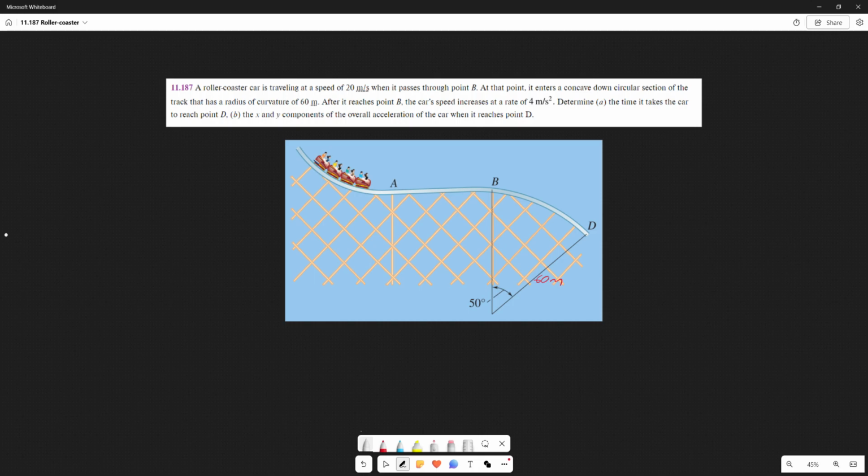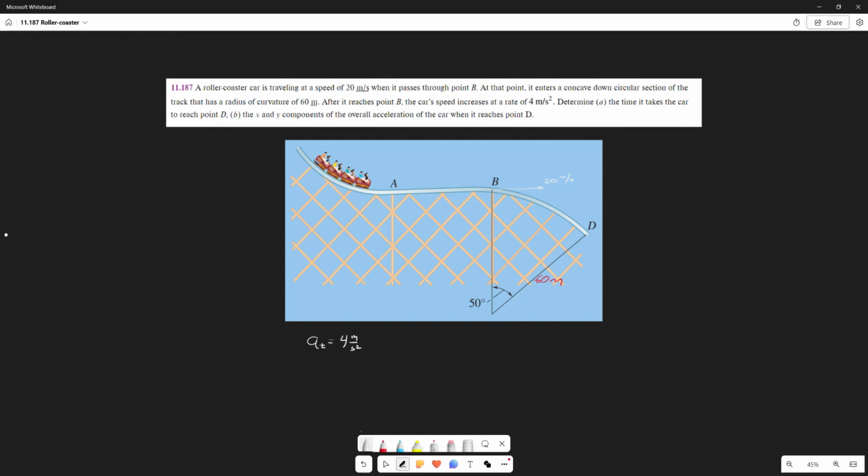So that means the velocity vector at point B is going to be perpendicular to the path. So it's going to look something like this. And that speed at that point is 20 meters per second. At point B, it then enters this concave down section. And after B, the speed increases at a rate of 4 meters per second squared. So the acceleration, mainly the transverse acceleration, is 4 meters per second squared.